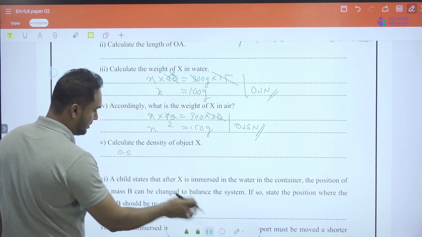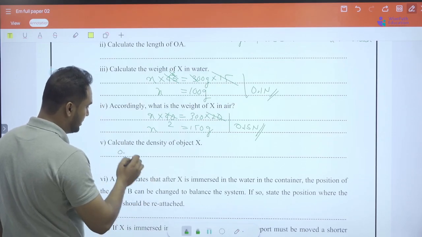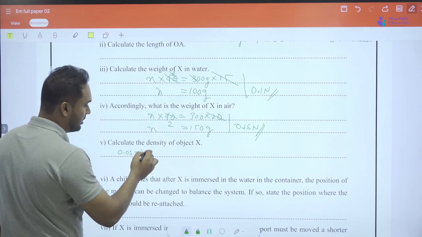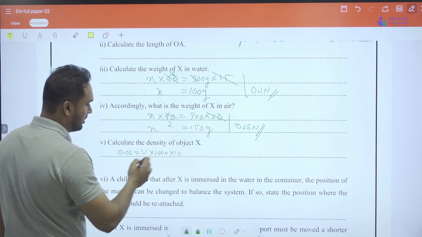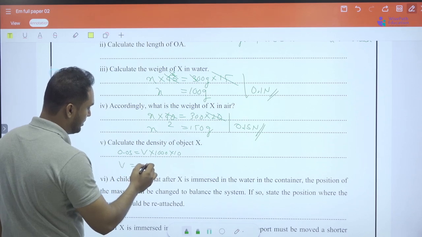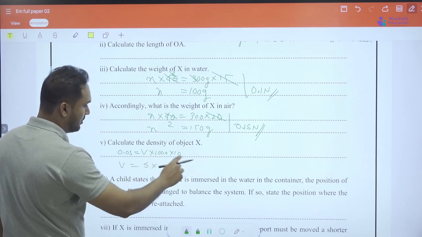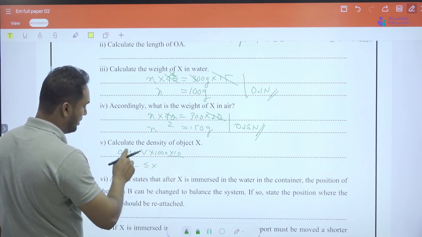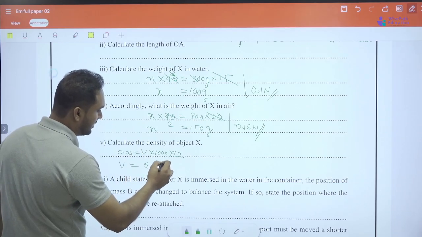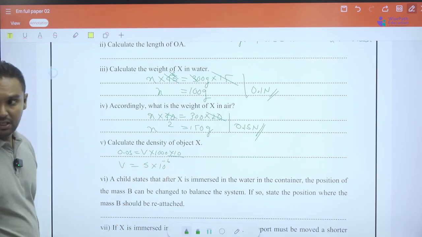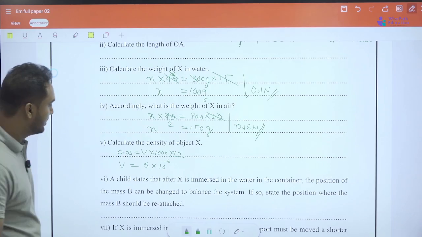The upthrust, 0.5 newtons, is equal to V rho g, isn't it? Rho is 1000, g is 10. And the V is how much? It is 5 into 10 to the power minus 5 cubic meters.